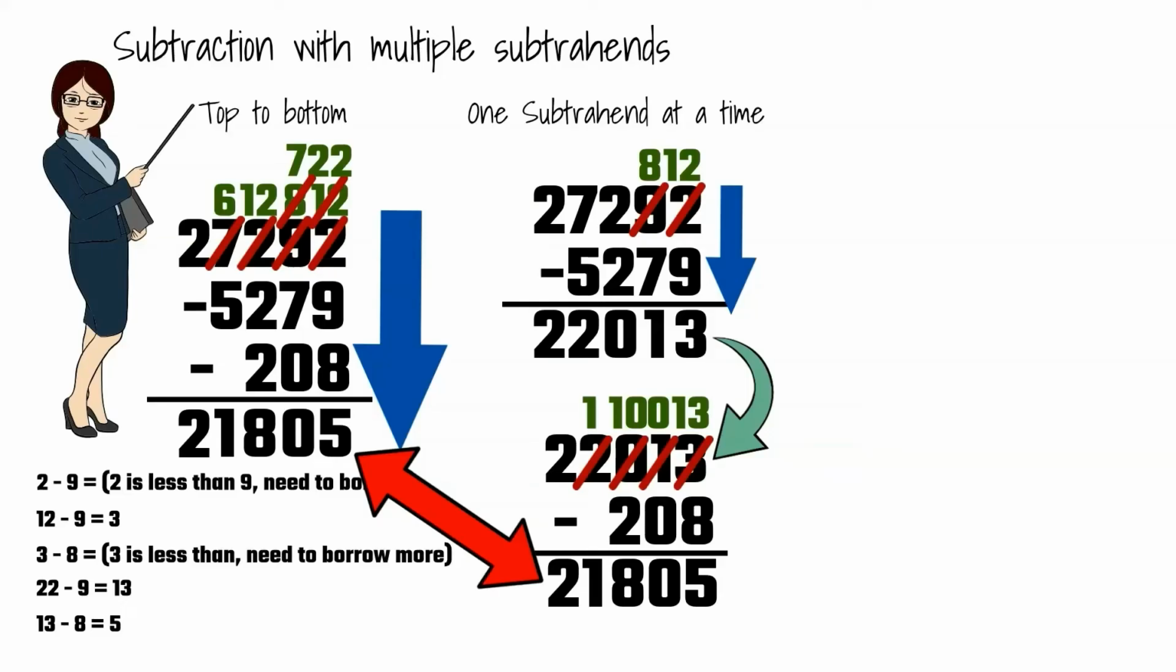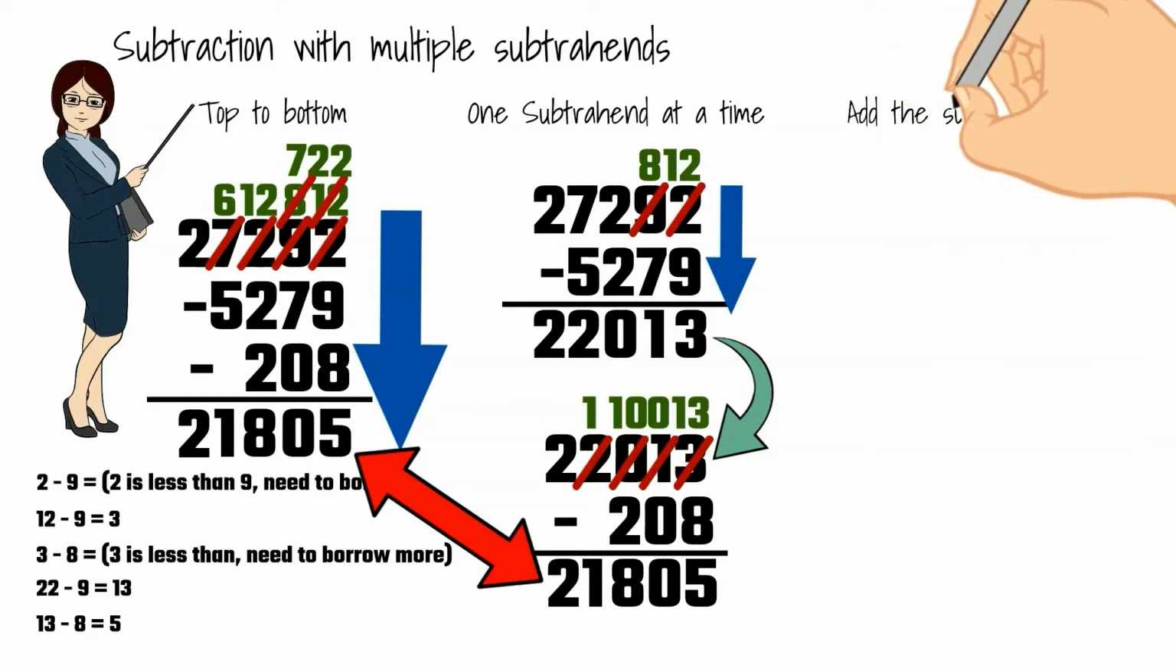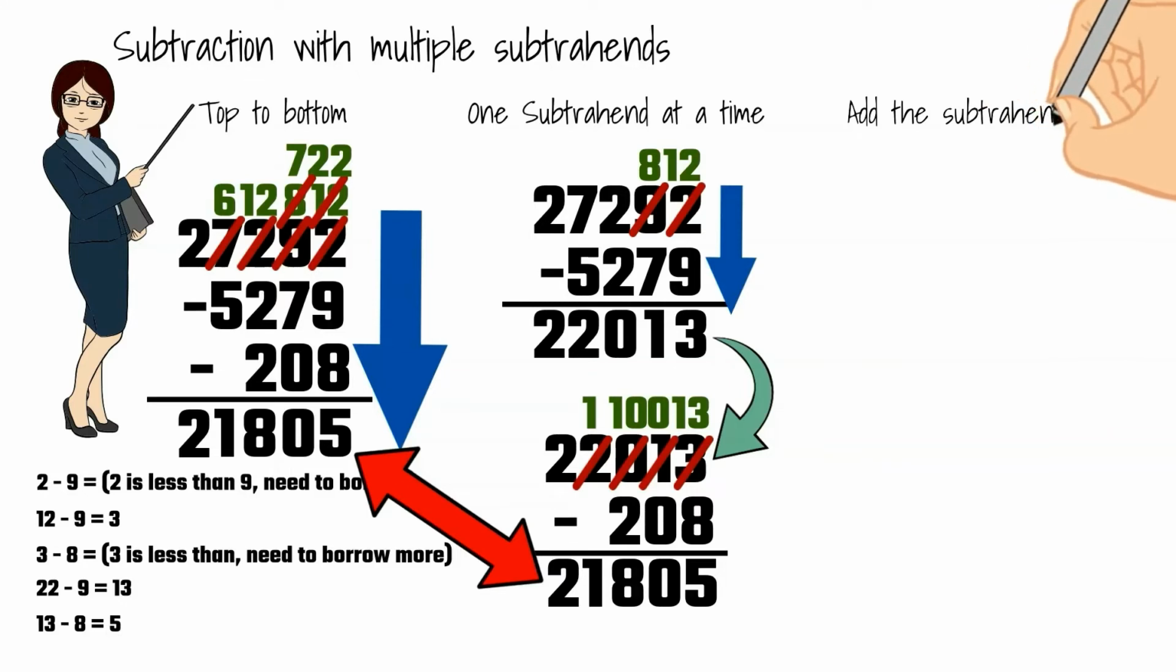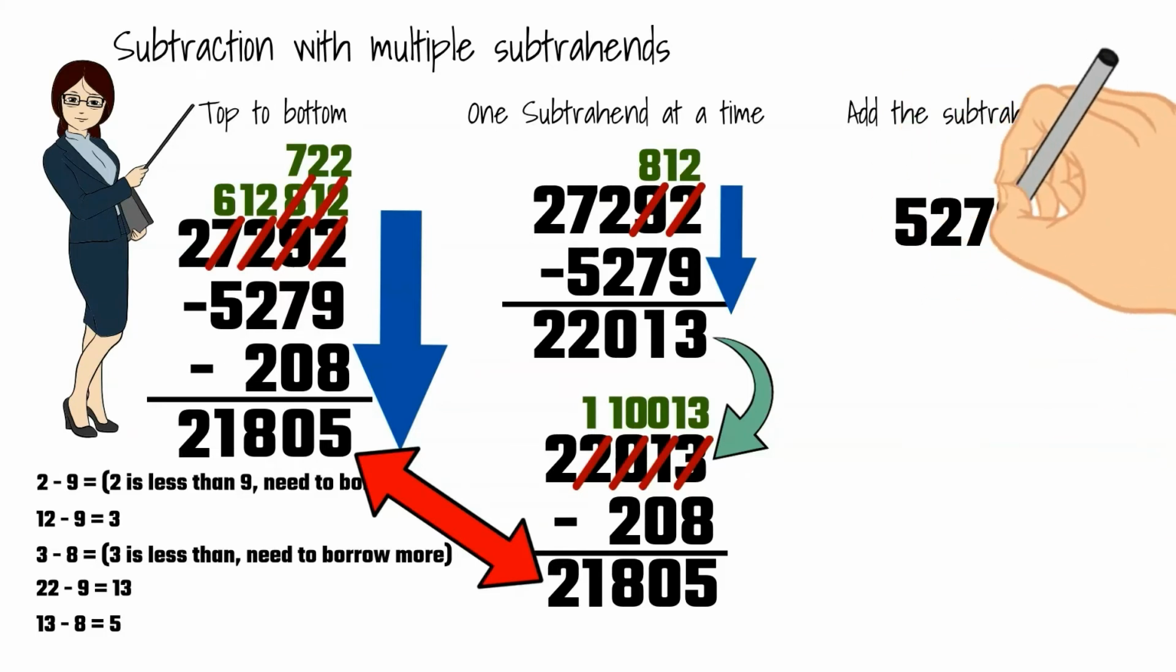The next solution in performing the subtraction with multiple subtrahends is by adding the subtrahends. Their total can then be subtracted from the minuend. In the given example, the subtrahends are 5,279 and 208. We can get the total of these numbers first, and their sum is subtracted from the minuend. Let us take the sum of the subtrahends, 5,279 and 208.